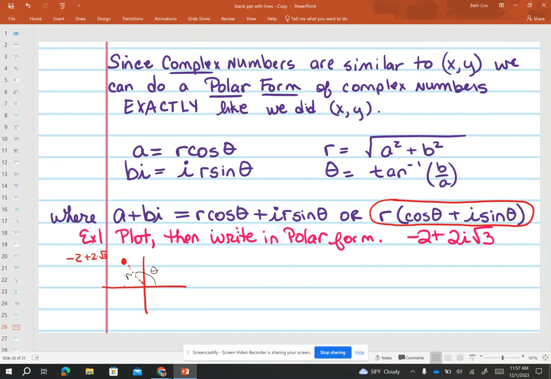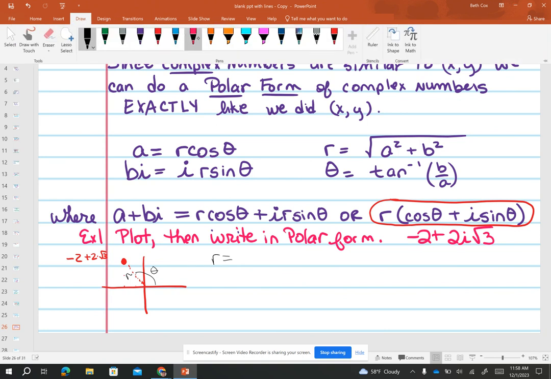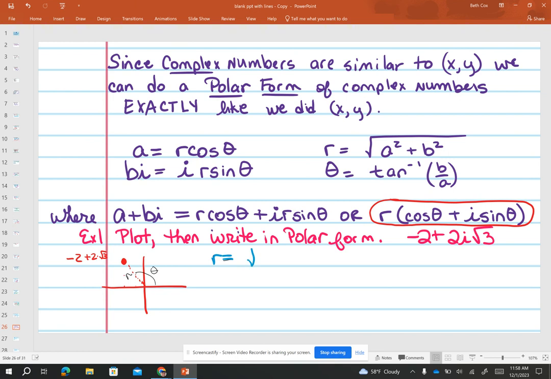Okay, so my r is going to be, get my color back in there, let's do blue. My r is going to be the square root of -2 squared plus 2 square root of 3 squared. So that's going to be the square root of 4 plus, now 2 square root of 3 squared is going to be 4 times 3, which is 12. So that's going to be 16, which is 4. So my r is 4.